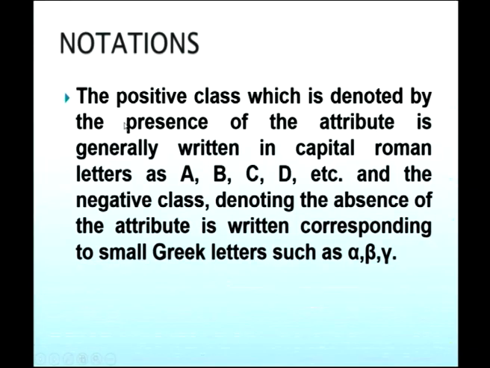So the positive class, which is denoted by the presence of the attribute, is generally written in capital Roman letters as A, B, C, D, etc. A, B, C, D represent the possession of attributes A, B, C, D respectively. And the negative class represents the absence of the attribute and it is written in the Greek letters as alpha, beta, gamma, etc. A means possession and the corresponding non-possession of the attribute is represented as alpha.